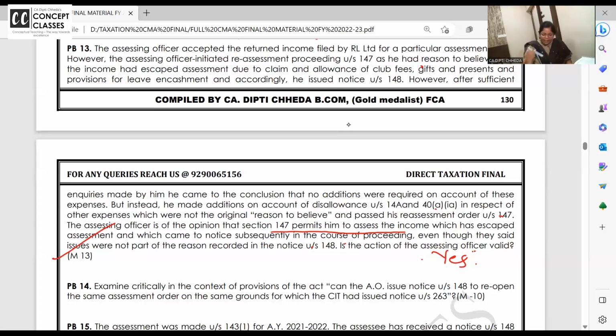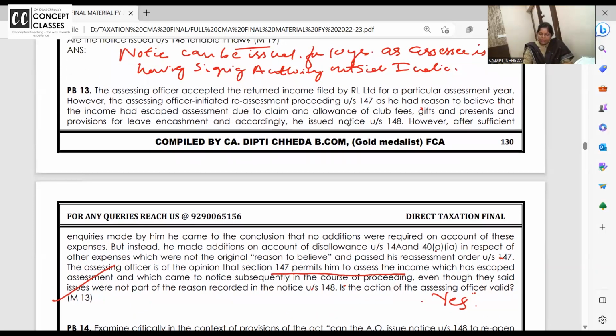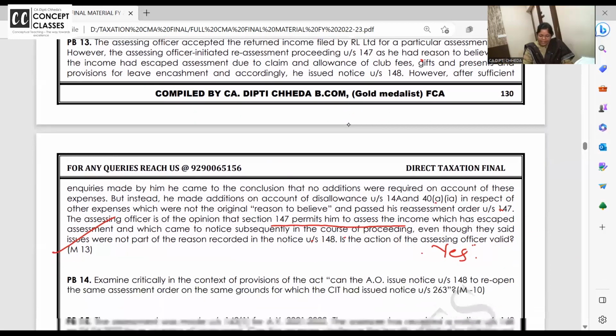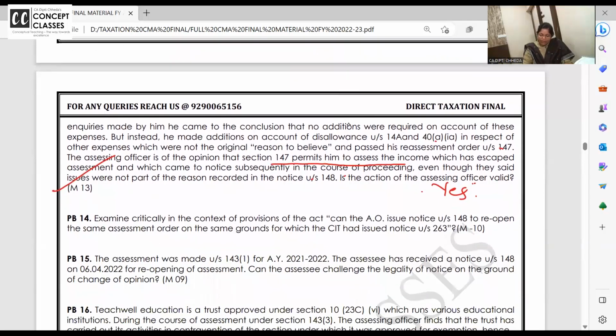Yes. What would be the right answer for this? Did you understand the question? The AO has raised that they have claimed certain leave and all, which should be allowed, but then the AO disallowed other things also. And he said, these also, he has got a reason to believe. So can it be done? Yes.